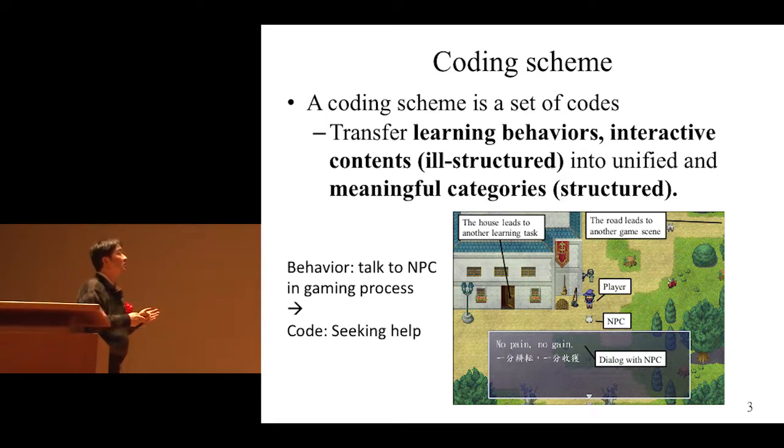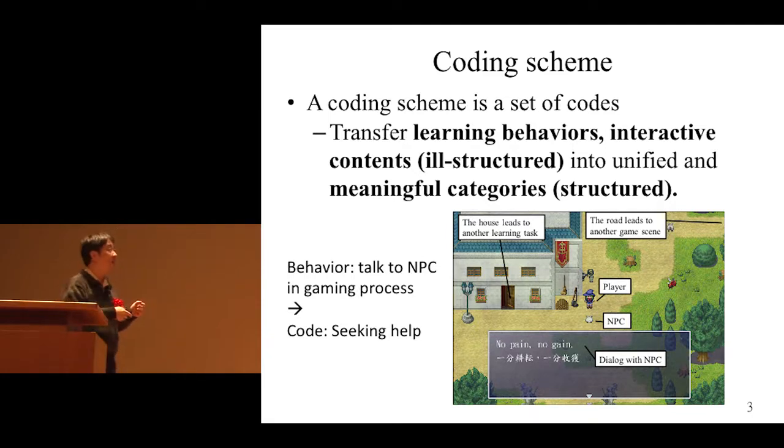A coding scheme is a set of codes that can be used to transform learning behaviors or interactive content into unified and meaningful structured categories. For example, when we develop a role-playing game, the learner usually works in a game. Sometimes there are some NPCs. NPC means non-person character, the character controlled by the computer.